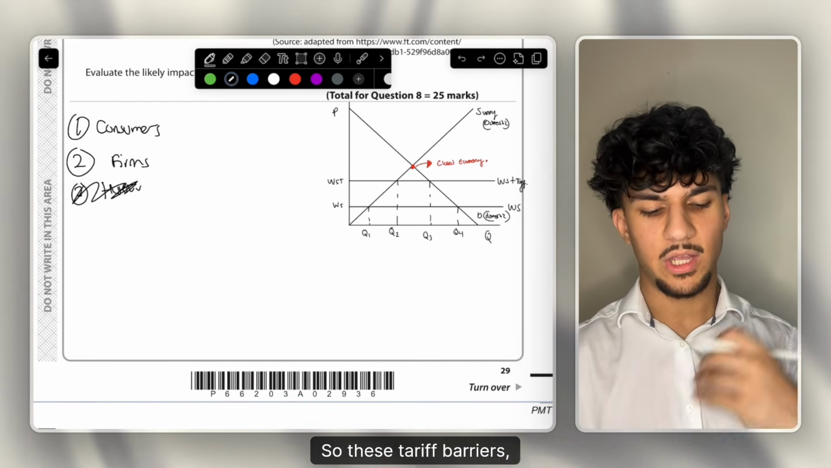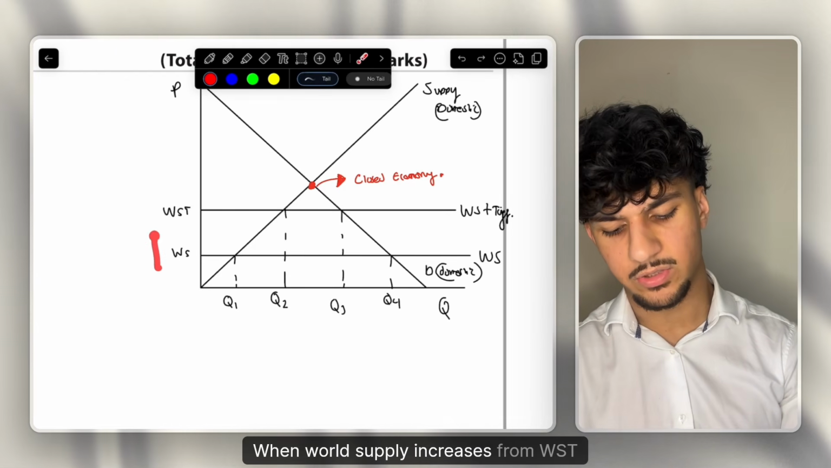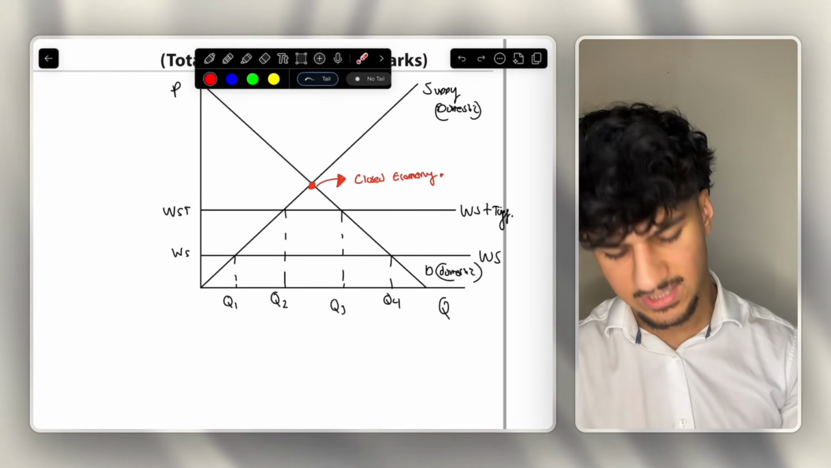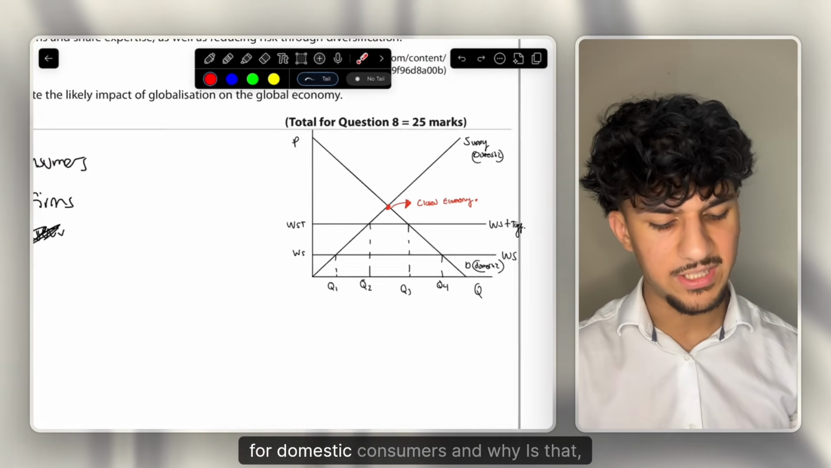So then I would go on to explain how protectionism actually affects consumers. These tariff barriers, of course we can show that on the diagram. When world supply increases from WS to WST, what does this mean? It means prices are increasing for domestic consumers.